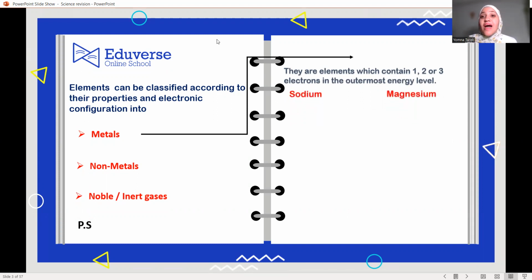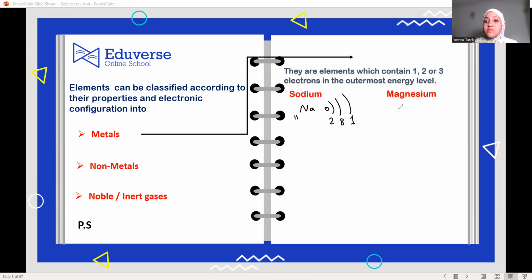Let's remember together how we make the electronic configuration. For example, what is the symbol of sodium? Do you remember? Yes, it's Na11. So how can we distribute the electrons? First, we draw the nucleus, and then the first energy level is filled with 2 electrons, the second one with 8 electrons. 2 plus 8 equals 10, 11 minus 10 is 1, so the outermost energy level contains just 1 electron. So this is metal, super.